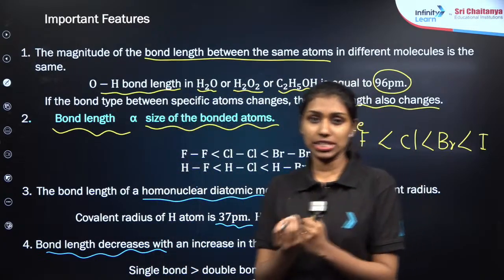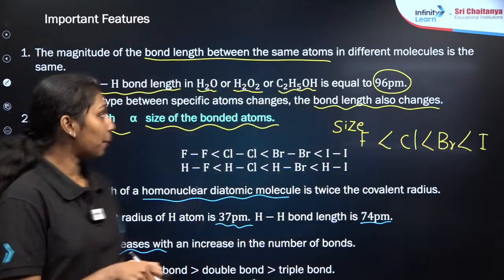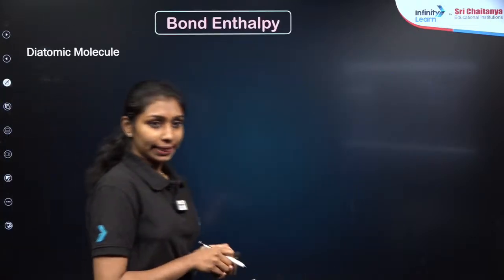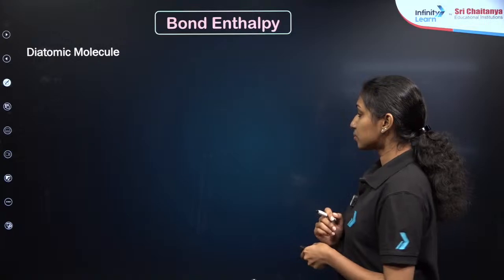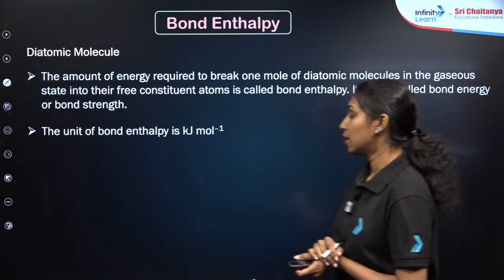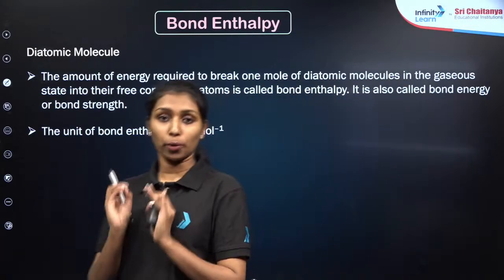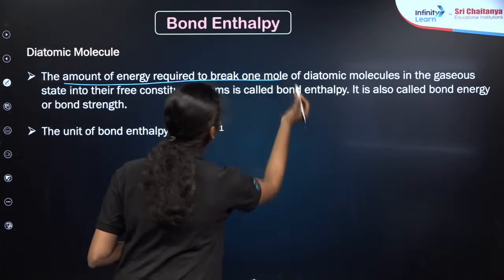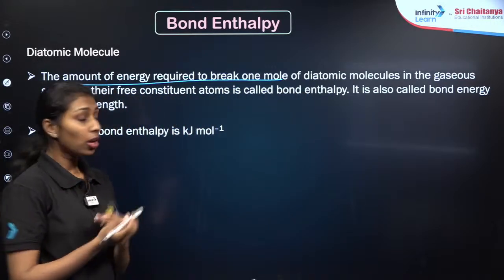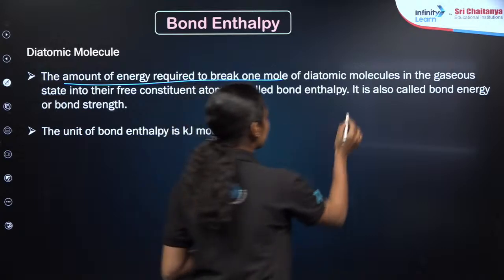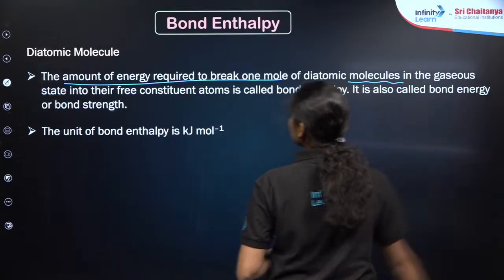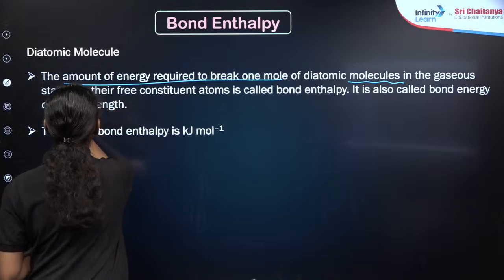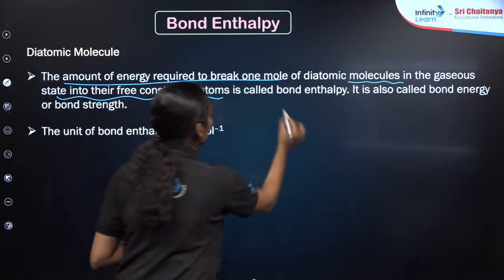That type of energy is known as the bond energy, which is our second parameter, also known as the bond enthalpy. We can define bond enthalpy or bond energy as the amount of energy required to break 1 mole of a diatomic or polyatomic molecule, simply the molecule in the gaseous state, into its free constituent ions or atoms. This is known as the bond enthalpy.